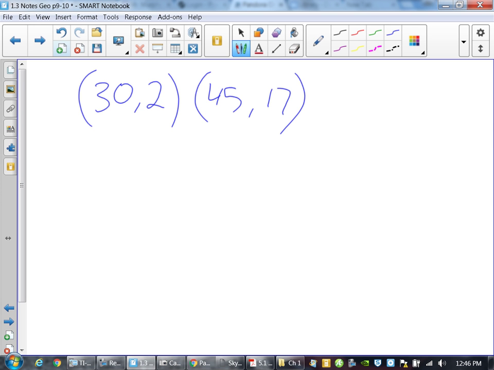How far apart are the ordered pairs (30, 2) and (45, 17)? How far apart is 30 and 45? 15. How far apart is 2 and 17? 15. So now you have 15 squared plus 15 squared. 225, I think?